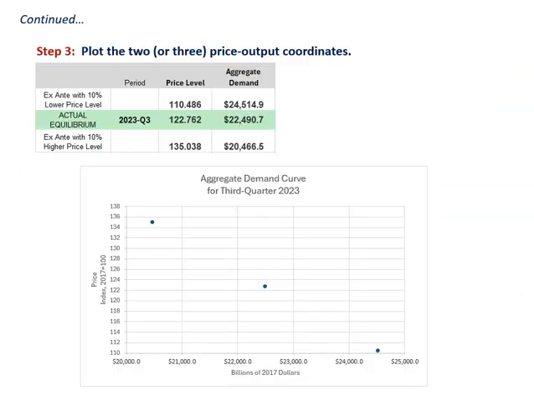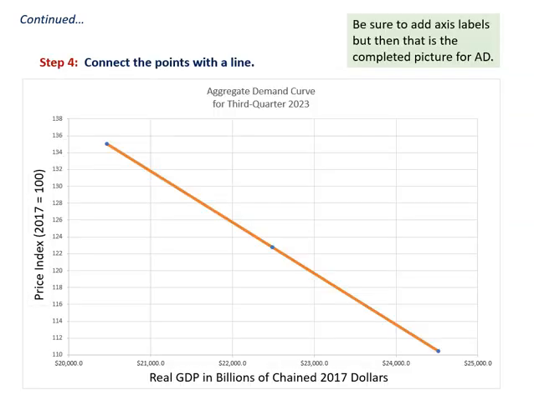Now that we have the coordinates for the aggregate demand curve, we will plot them. This is shown on this slide using Excel. It is very easy to do in Excel, but you can also do it by hand. The next step is to connect the points on the graphic, which yields the aggregate demand curve for that period. As noted on this slide, be sure that when you do this exercise you properly label both axes.